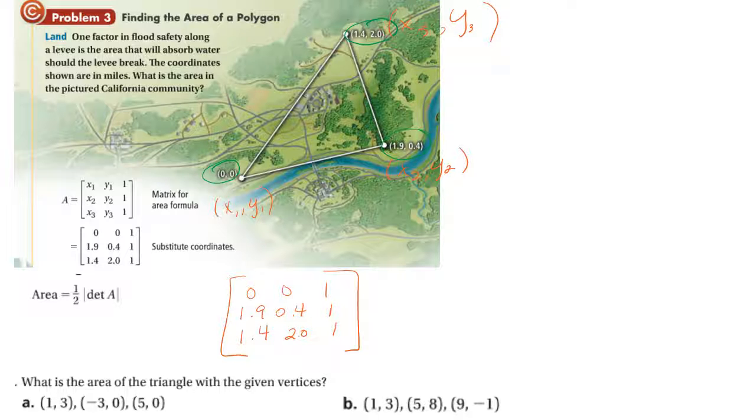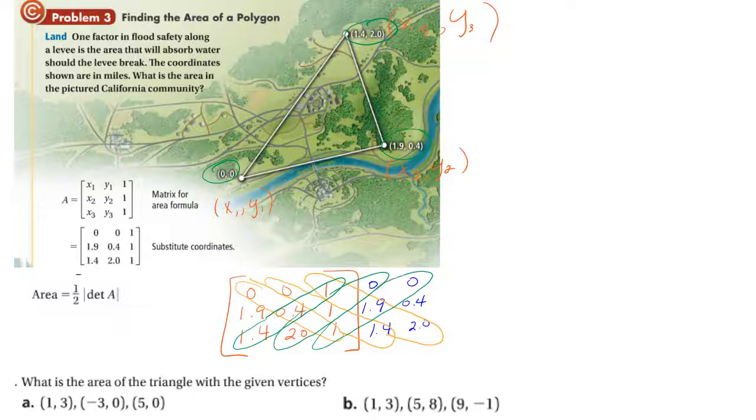So when you copy the first two columns, you're going to copy them on the outside. Do your 0 and your 0, 1.9, 0.4, 1.4, and 2.0. Then you'll multiply the main diagonal, your secondary diagonal, your last diagonal. Add those together and then subtract the product of the others. So you're going to do these guys minus these minus these. You're going to get your determinant, and you do 1/2 of your determinant to find the area.